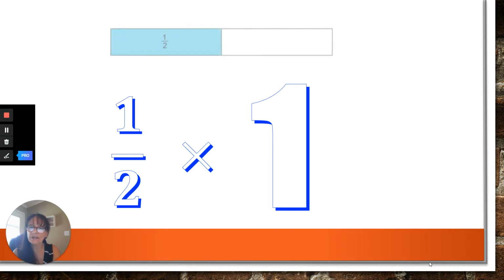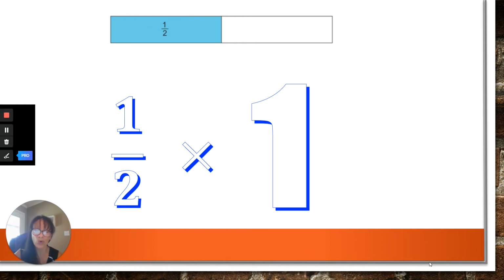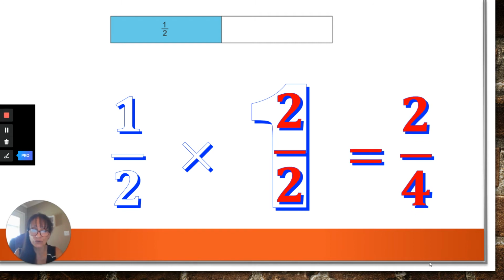Let's look at it again, but this time I don't want the one whole to be broken into 2 equal pieces. I want it to be broken into 4 equal pieces. Well, that means that my whole must be broken into 4 pieces, so my new denominator will be 4. I must multiply by 2 halves. Remember that 2 halves is the same thing as 1, and that yields 2 fourths.